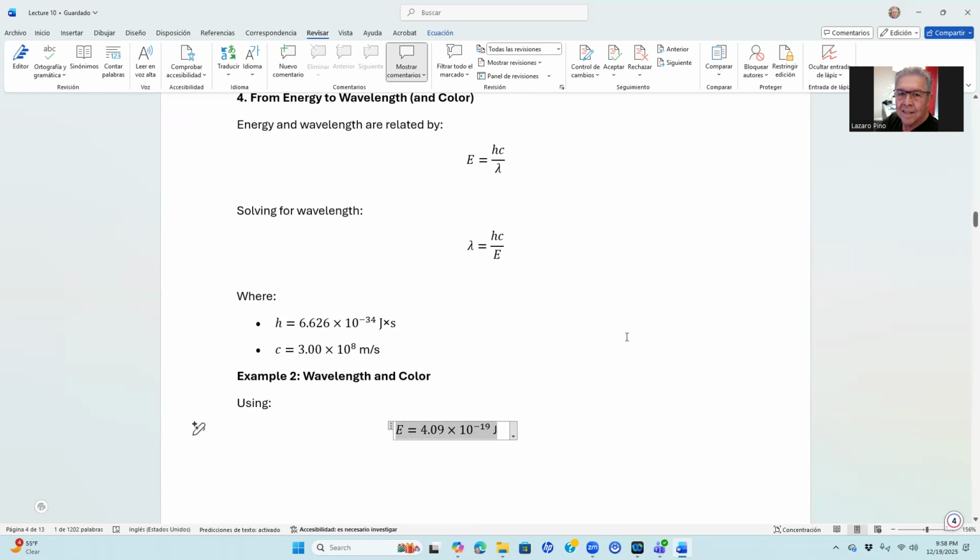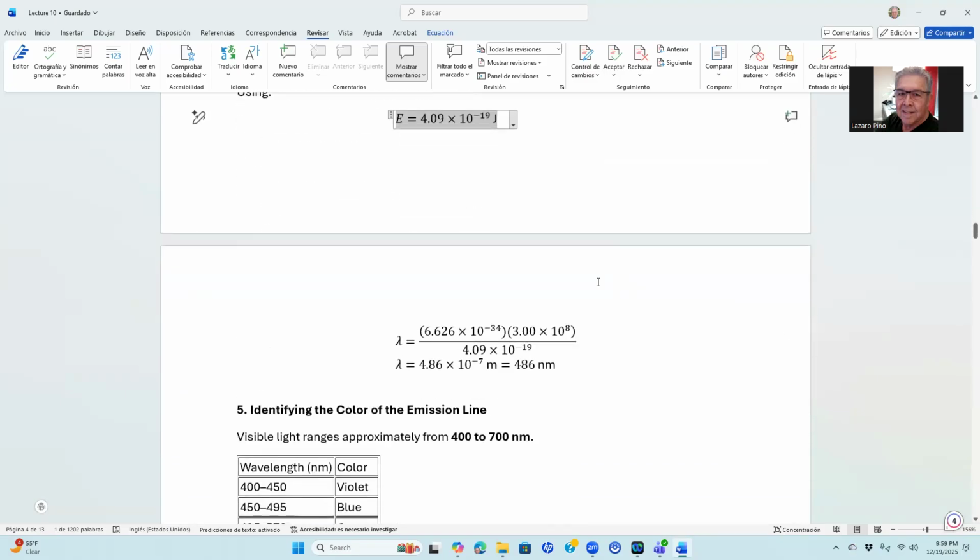This was the energy that was necessary to jump to a higher level of energy, and it will be the same energy that will be released. So you can calculate lambda, and you can see that it is equal to 4.86 times 10 to the minus 7 meters. You can convert this into nanometers using the conversion factor.